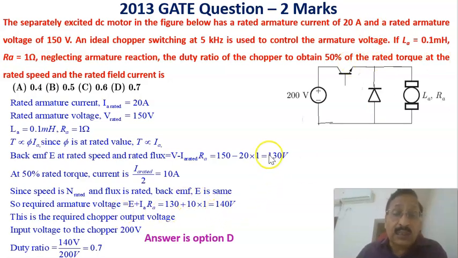Now in order to get 140 volt from the 200 volt with a chopper, the required armature voltage is 140 and the input voltage is 200. Therefore the input voltage of the chopper is 200 volts. The duty ratio is given by the output voltage, 140, divided by the input voltage 200, which is equal to 0.7. Therefore the duty ratio is 0.7. The answer is option D. Option D is the answer.